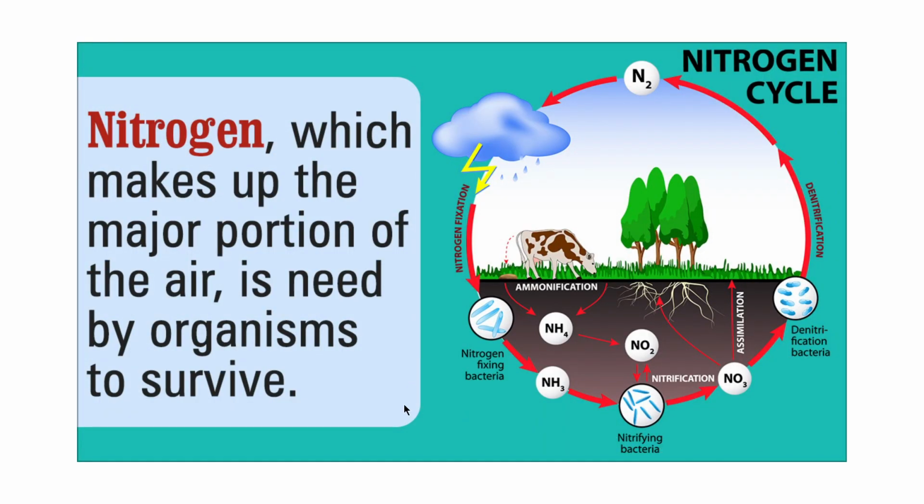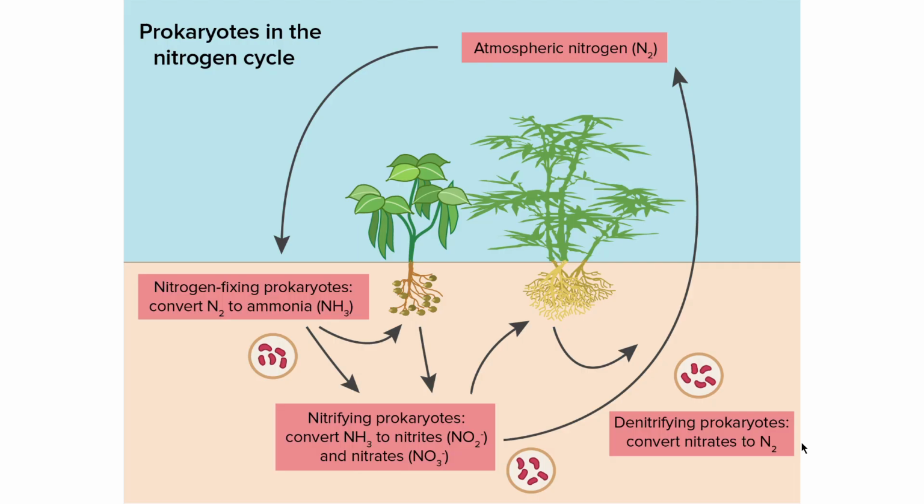Nitrogen makes up the major portion of the air and is needed by organisms to survive. Nitrogen present in the air cannot be directly consumed by either plants or animals. They need to convert it into nitrate or nitrite compounds to consume it. For that purpose, we have a proper nitrogen cycle to understand. In nature, nitrogen is fixed during lightning or by nitrogen fixing bacteria which we just discussed. During lightning, the free nitrogen turns into nitrate compounds and that is used by the plants. Or it is converted by the rhizobium bacteria present in the root nodules and that is used by the plants.